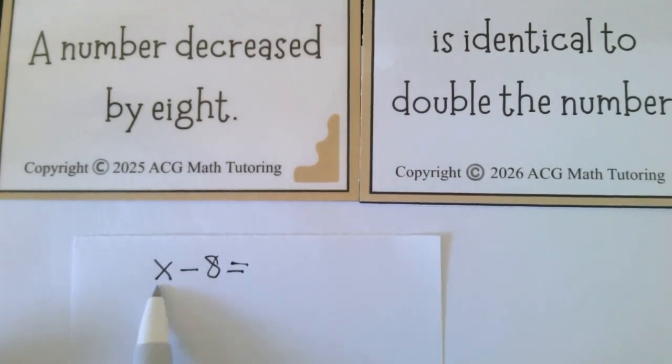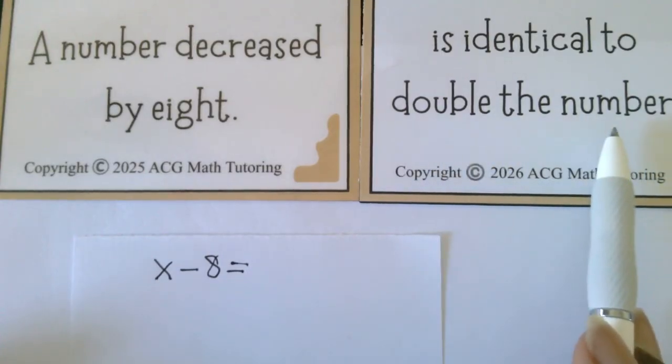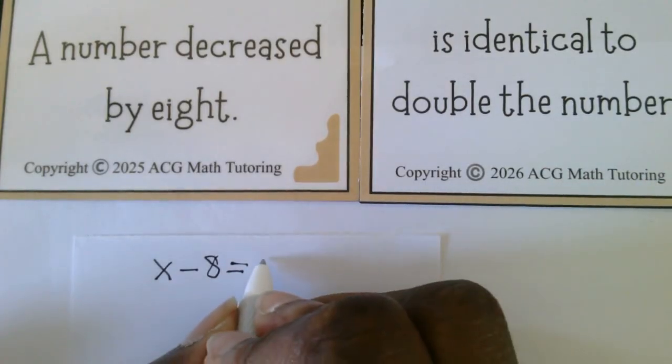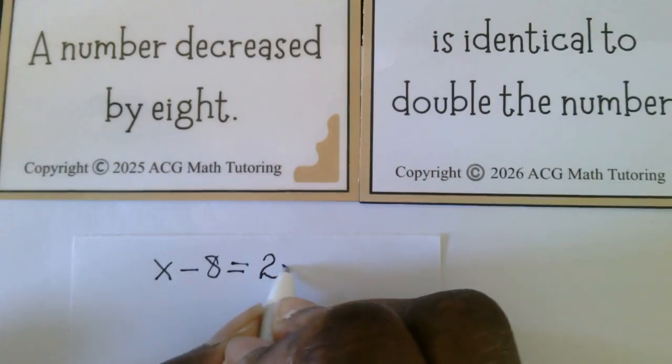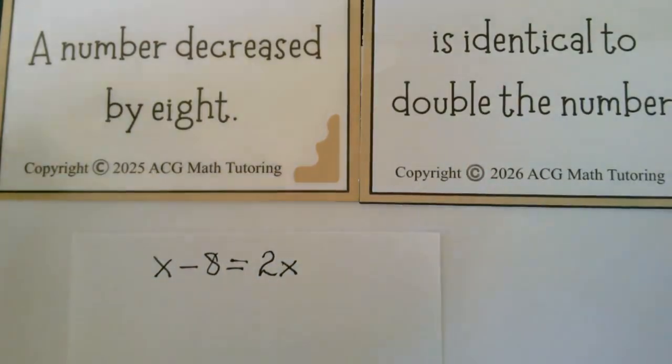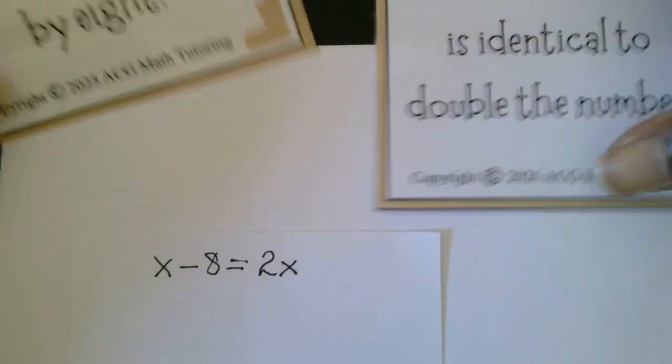And equals double the number. So we're using this same number. Since we don't know it, double. Double the trouble, double the fun, right? So double means you're multiplying by 2. Okay? Alright. Good. Alright, so a number decreased by 8, decreased by means subtraction, is identical to double the number. So let's get to solving.